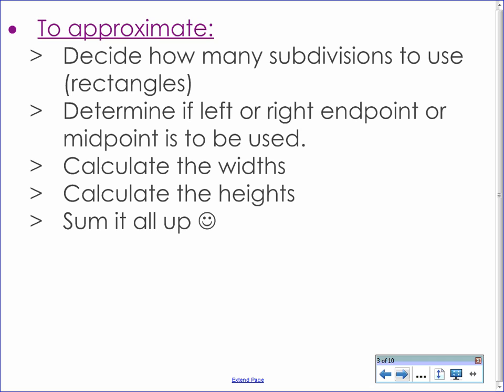Remember, all the widths are going to be the same. We're going to have consistent widths. But then each rectangle will probably have a different height. Okay? Then what you're going to do, you're going to take all of these areas and add them up, and that's your approximation. Okay? It's very, very geometric today.